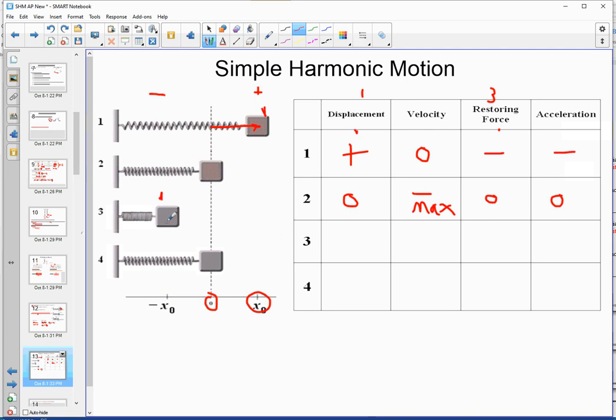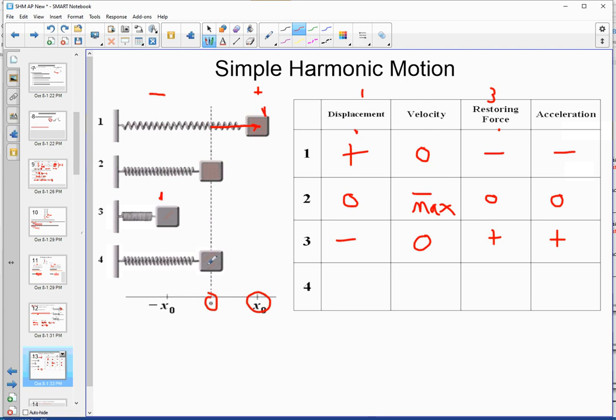Now, when it gets all the way to the left, it's going to be somewhat similar to row number 1 here. When it gets all the way to the left, its displacement is in the negative direction. It won't be moving at all because when you're at the extremes, you're not moving. And the restoring force is trying to pull you back to the right. As soon as you're displaced to the left of the equilibrium position, the force tries to return you to the right. Notice, as predicted, columns 1 and 3 are in the opposite direction. And the acceleration, well, if the force is pulling it to the right, it's going to be accelerating to the right.